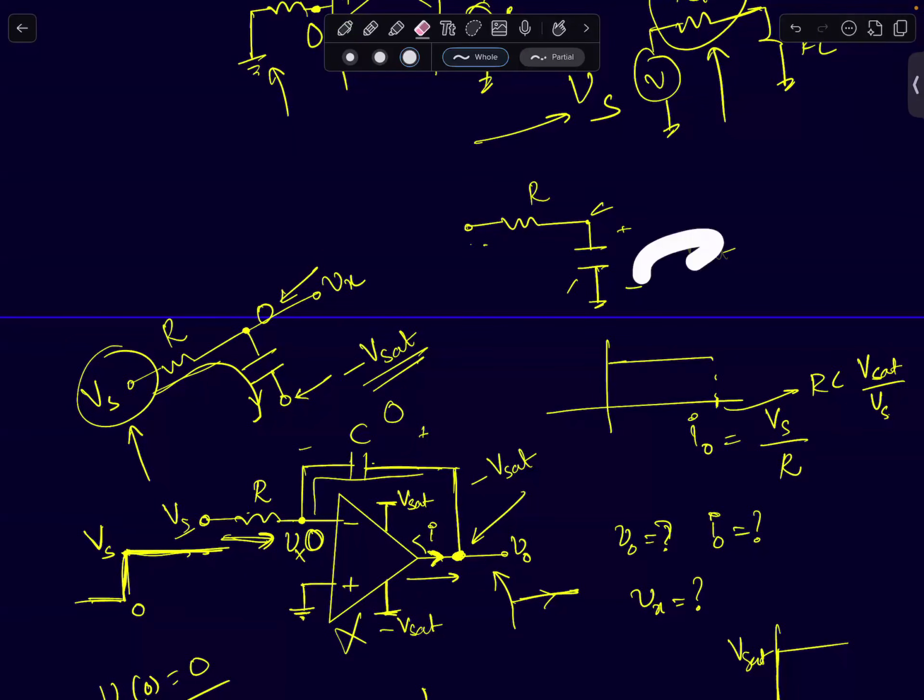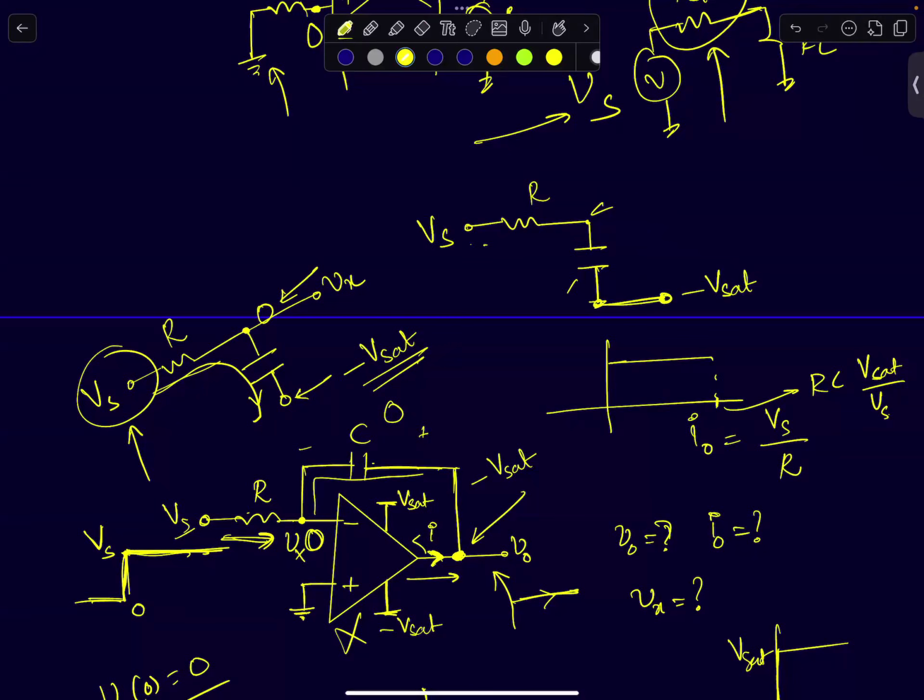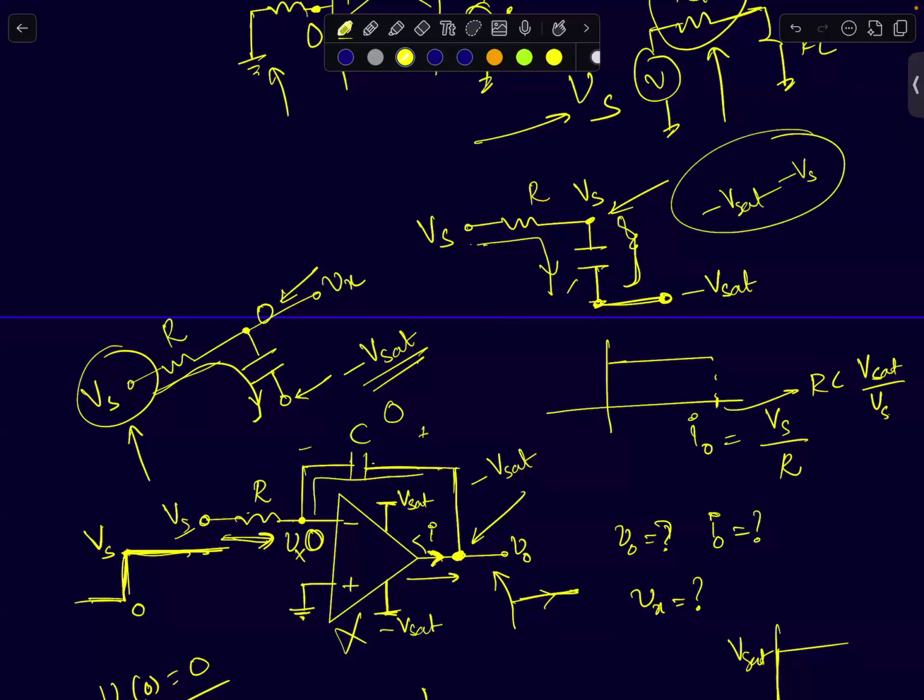Or you can just leave it like this. You can just assume I'm applying a node voltage plus Vs here. This node voltage is at minus Vsat. So the resistor will keep on transferring charge to the capacitor till this node voltage reaches plus Vs, so that the total voltage across the capacitor is going to be minus Vsat minus Vs. So this node voltage will come to Vs. The other node voltage is staying at minus Vsat.